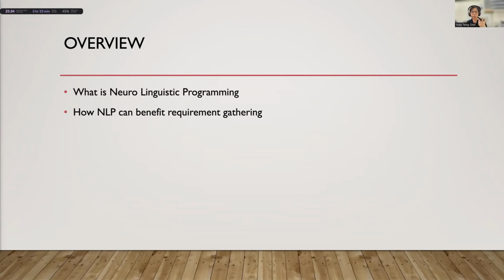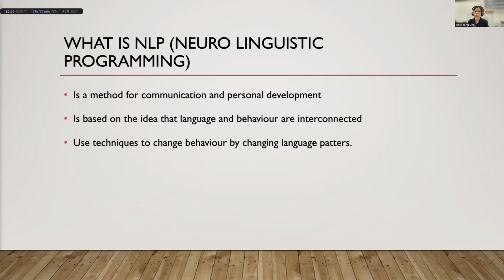As we know, we have three types of ways of processing information: visual, auditory, and kinesthetic. So we try to use the wordings that they prefer. And NLP itself, aside from communication, is also personal development. I'm not going to probe so much into those.